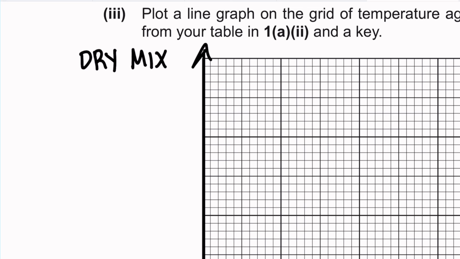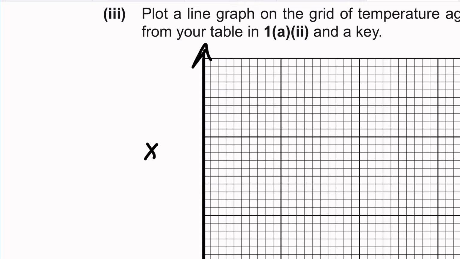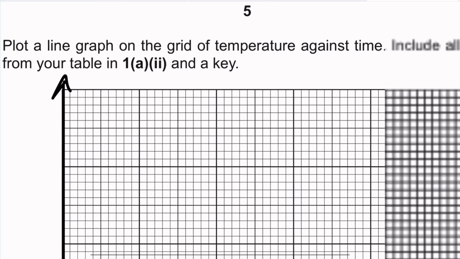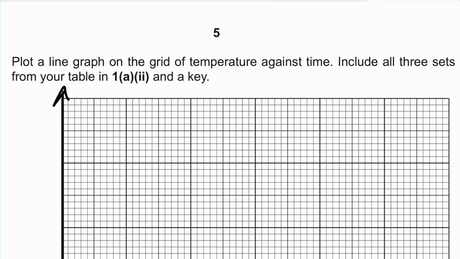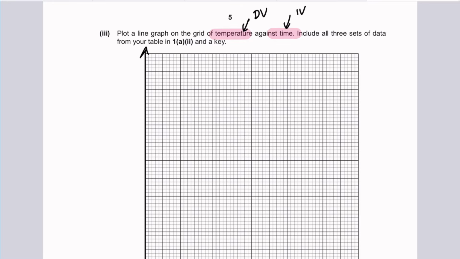Alright, this is essentially something that I used to remember where the independent and dependent variables would go. So D for y-axis, so dependent on the y-axis, independent on your x-axis. So in this case it's a plot of temperature against time. The dependent variable is the thing that you're measuring, and that is the temperature. Independent variable is the time. That's what's changing or being manipulated.